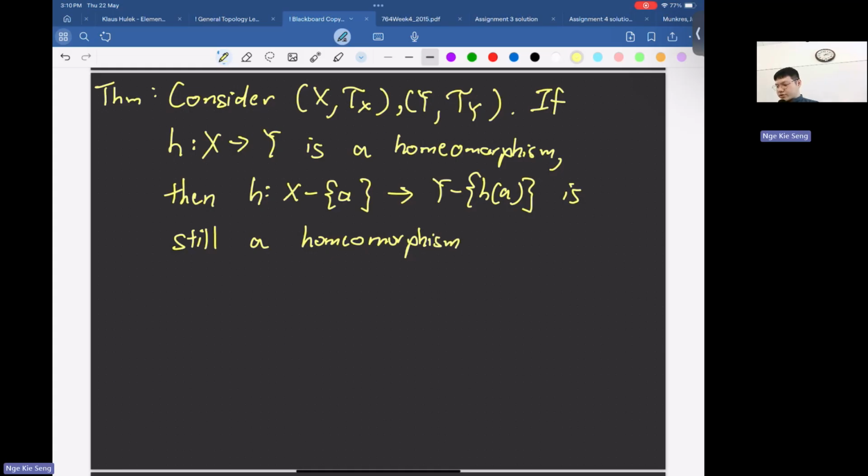Okay, last time when we constructed continuous functions, we said that if we restrict the domain or restrict the codomain, it's still continuous, right? But in this case, this homeomorphism is preserved under removing one point. Okay, what is homeomorphism again?